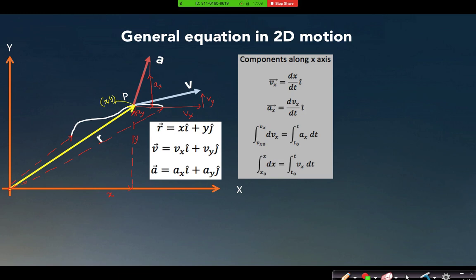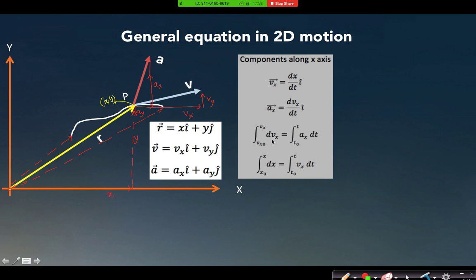Now, can I write all these equations of motion, the general equation of motion along the x-axis? You can see what I have written. Vx vector is equal to dx by dt along the i cap, ax vector is dvx by dt. Now if I integrate, I can do that as the vectors are along the same line.